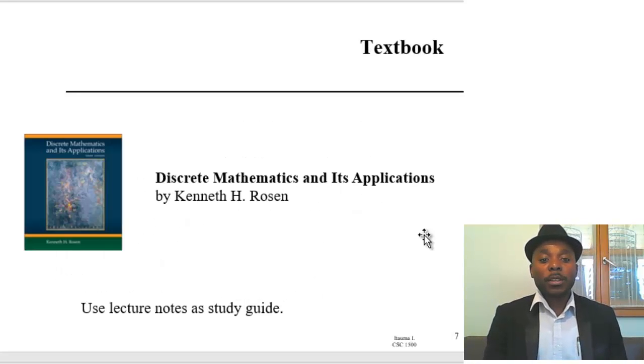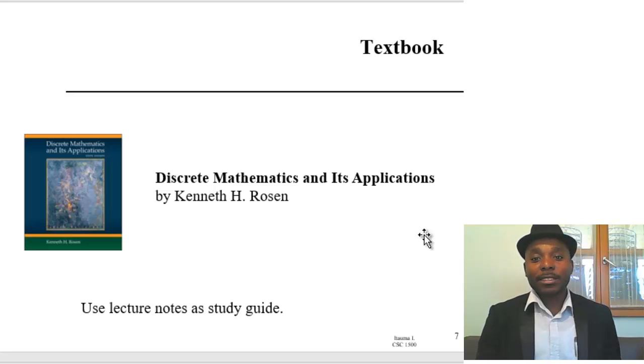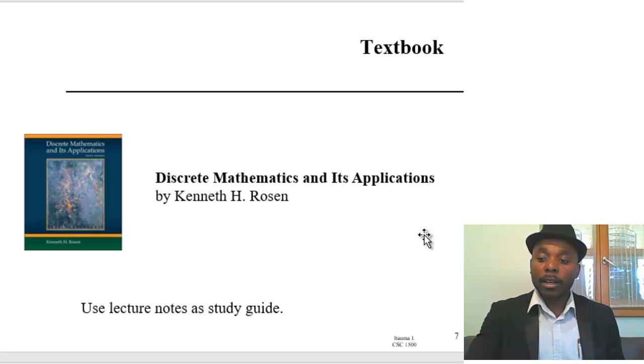The textbook we will be using in this course is Discrete Mathematics and its Applications by Kenneth H. Rosen. It would be nice for you if you could purchase this book. It's not really compulsory, but if you have it, it will also serve as a good tool in the course of the class.